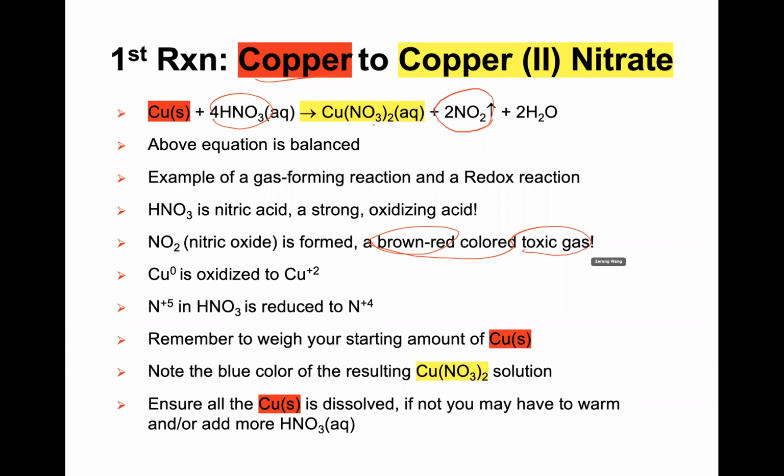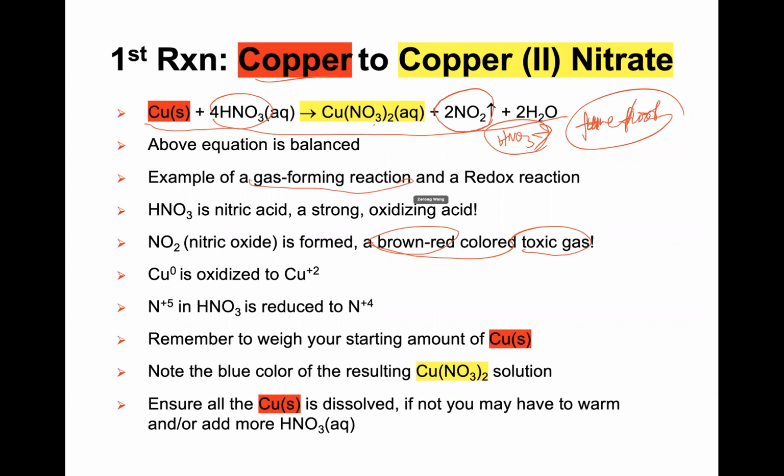Why is it toxic? Because it combines with water to generate nitric acid again, and we know this acid is toxic. So for this step we have to work in the fume hood. Okay, now this reaction is already balanced. You can see that this is an example of a gas forming reaction, but also a redox reaction.